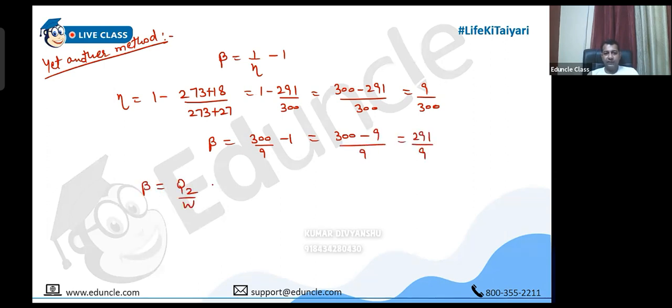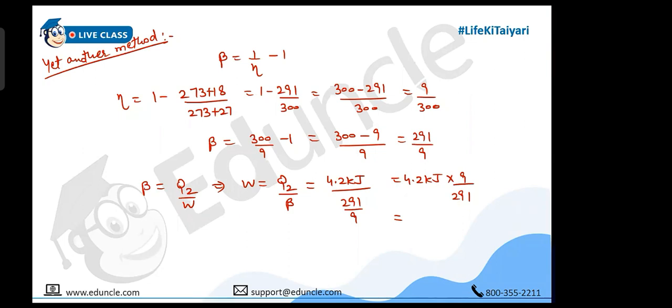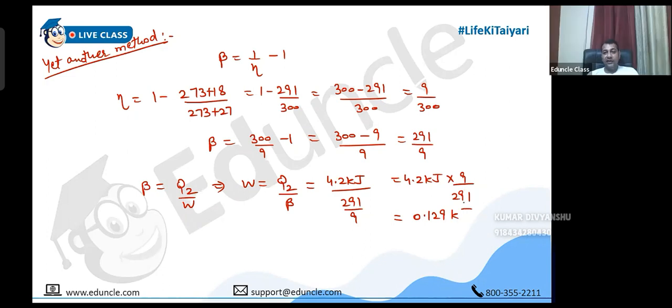So beta is Q2 by W, so W is Q2 by beta. 4.2 kilojoule. Now check. Are you getting the same answer? So you can see we have done it with totally 3 different methods. 0.129. So you can see exactly the same answer is coming, noting a difference of 0.001.